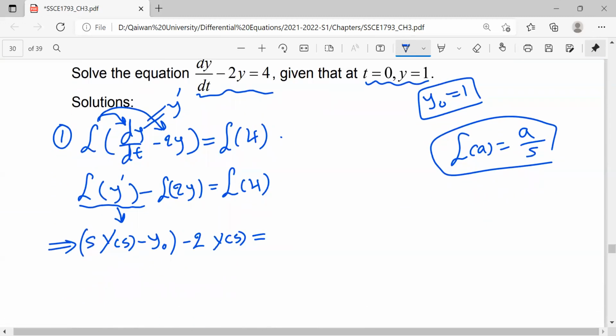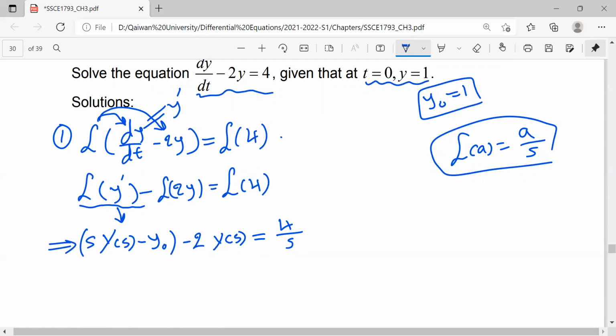This equals the Laplace transform of the right hand side, which is 4. Its Laplace transform is the constant over s, which is 4 over s. The Laplace transform of a constant is the constant over s. Now we leave all Y of s in the left hand side and the others to the right hand side.